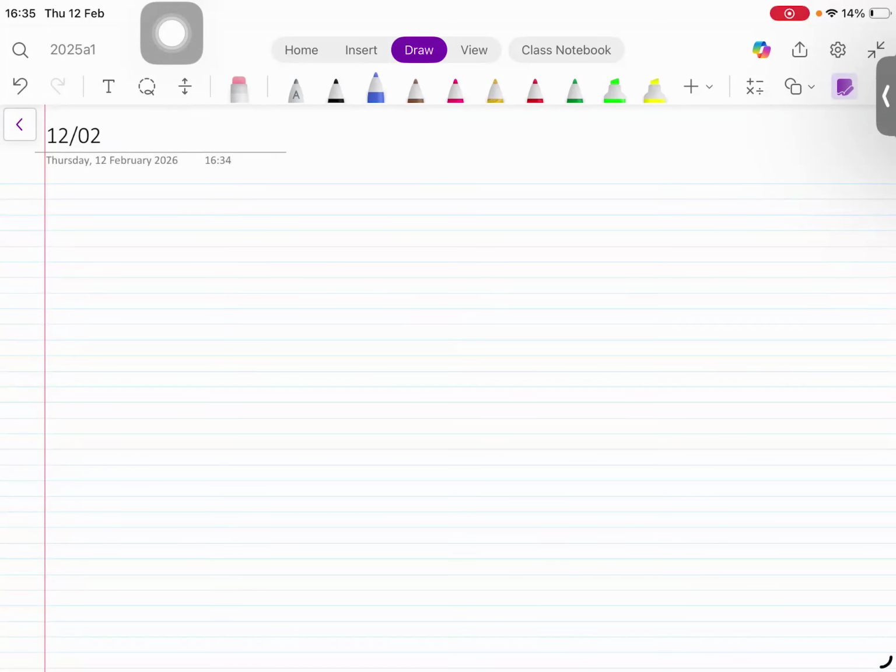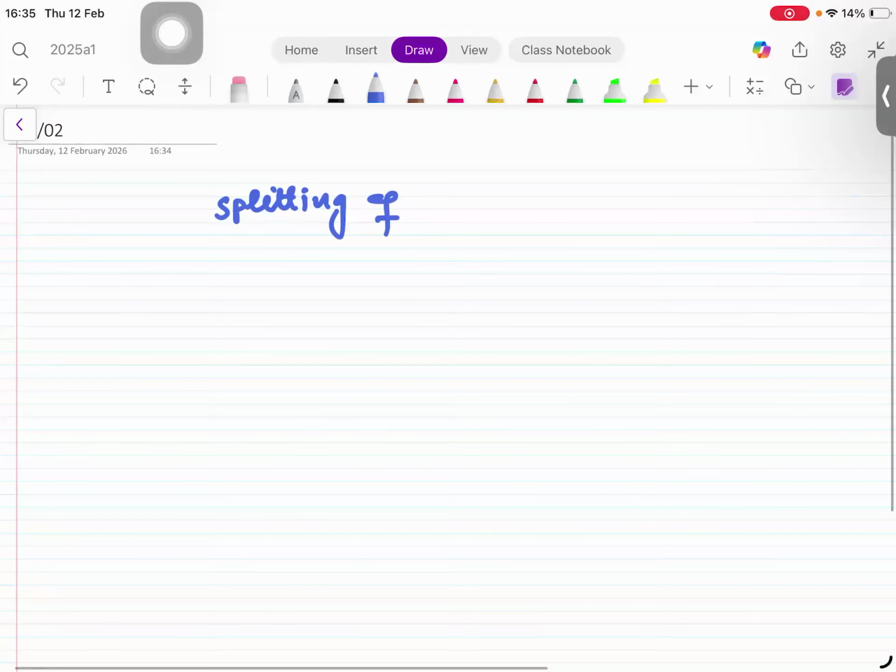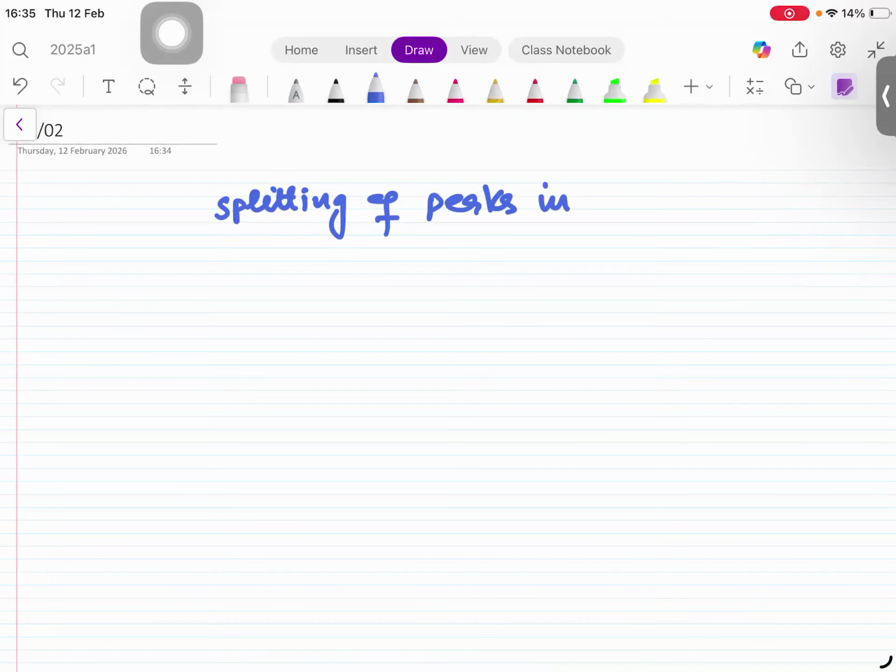Today we are going to see the splitting of peaks in proton NMR spectrum.